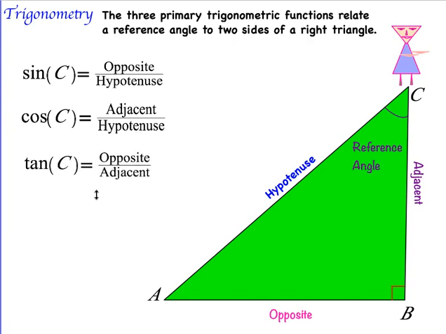And the third primary trigonometric function is the tangent of angle C. The shortcut is tan of angle C, and that is equal to the opposite side over the adjacent side. So notice with the tangent function, we are going to set up the ratio between the two sides of the right triangle that form that 90-degree angle.